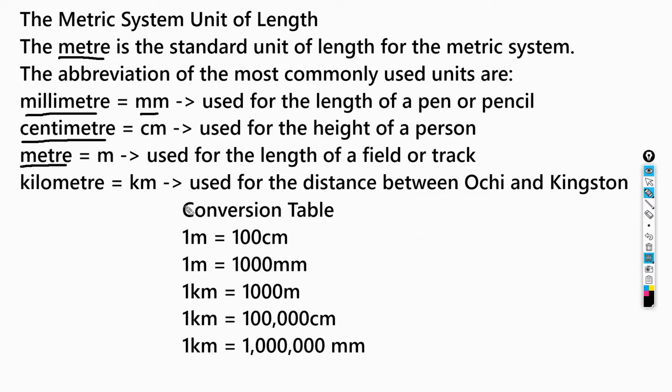Then we have kilometers, and this is used for the distance between, for example, Ocho Rios and Kingston. So the biggest unit here, kilometers, is for very large distances between places. In general, for distance, we're just going to use meters. It's very easy to use and very easy to understand, especially in comparison to the old system.